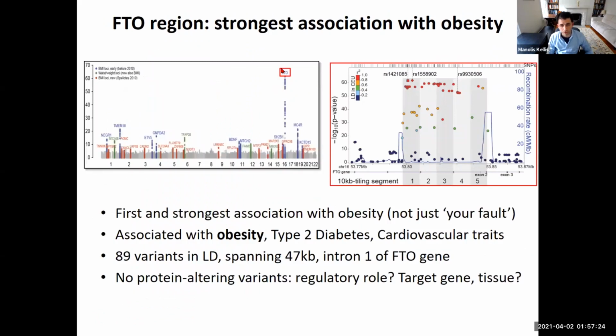So let's dive into the SNP first. So this is the genome-wide association study results for obesity or body mass index.